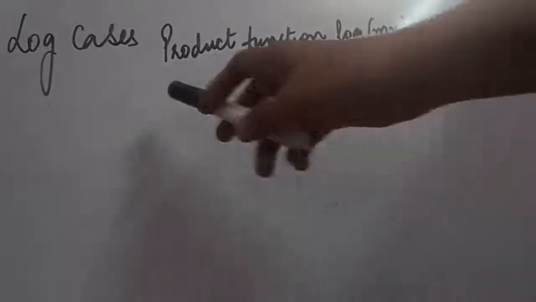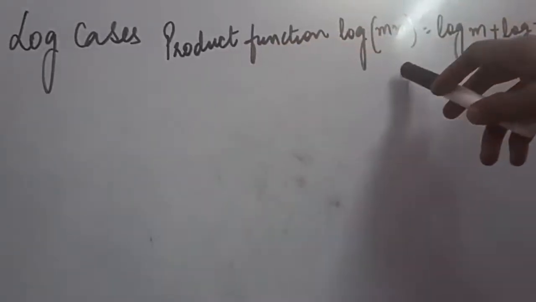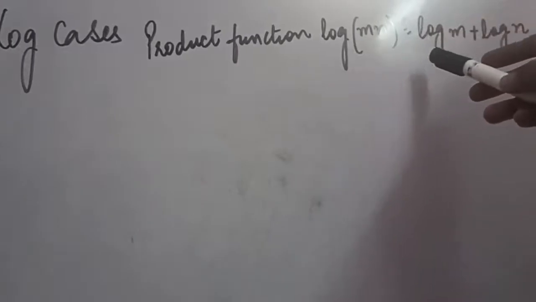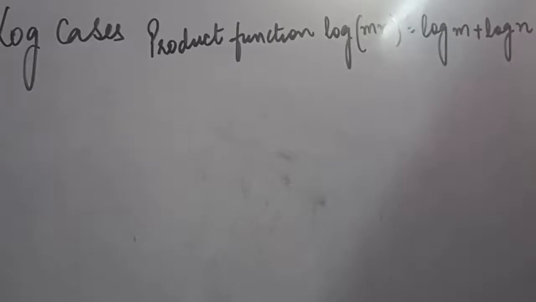Now the next log case is the application of the product function. We have already done log mn is equal to log m plus log n. So when two things have been multiplied and its log has to be taken, the things will be added. Let us see one practical example of this.